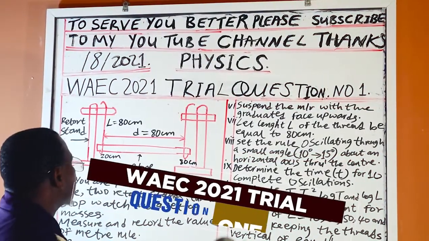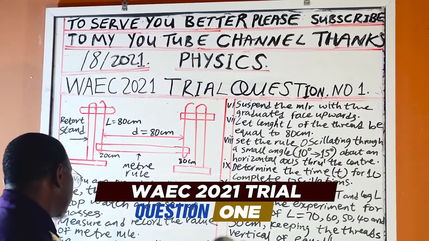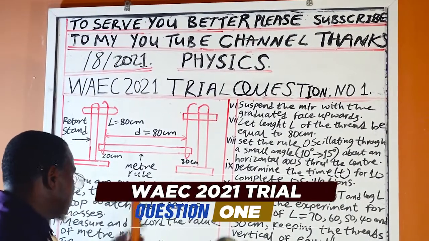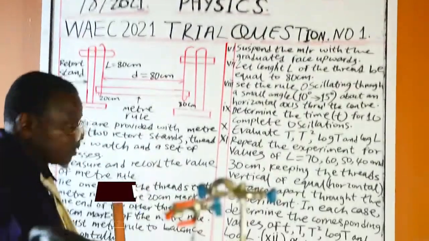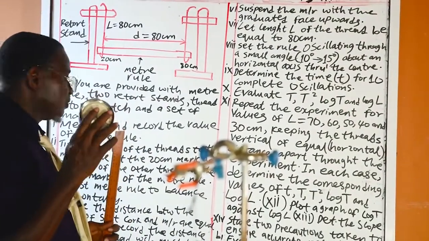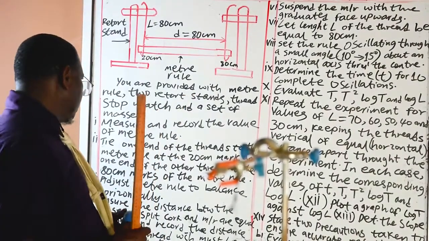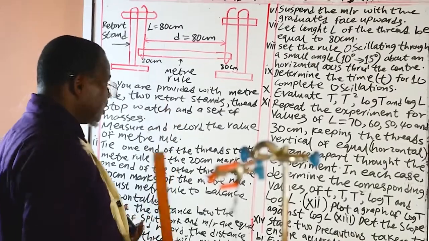WAEC 2021 practical question number 1. We are provided with a meter rule, two retort stands, this is the stand, thread, this is the thread, a stopwatch, this is the stopwatch, and a set of masses. The masses are not necessary here. Measure and record the mass of the meter rule.